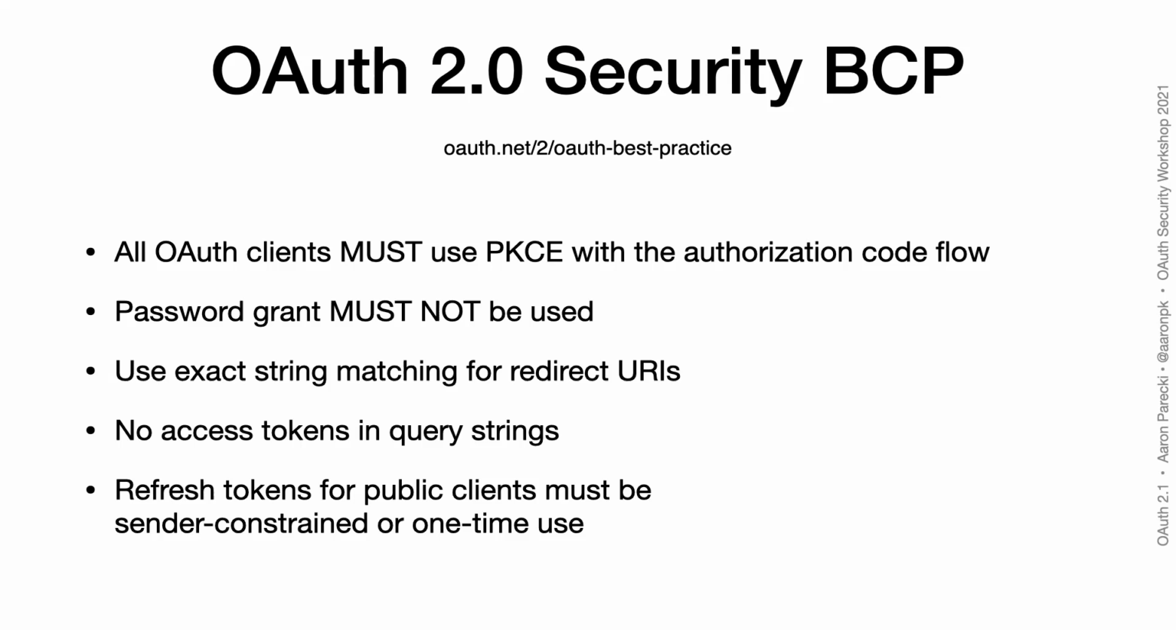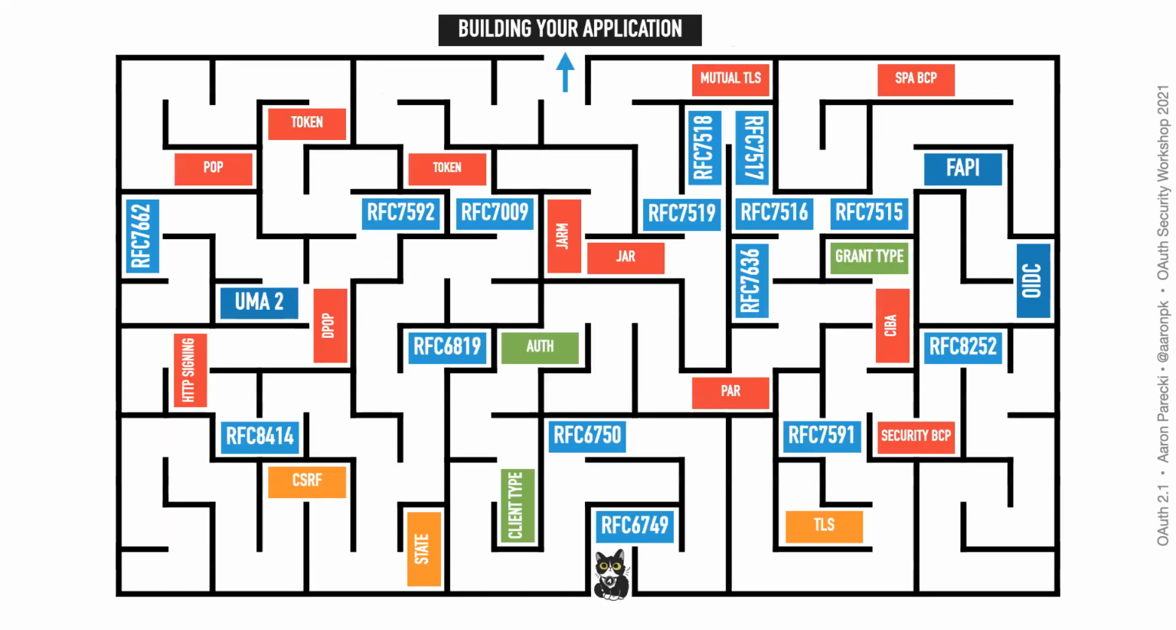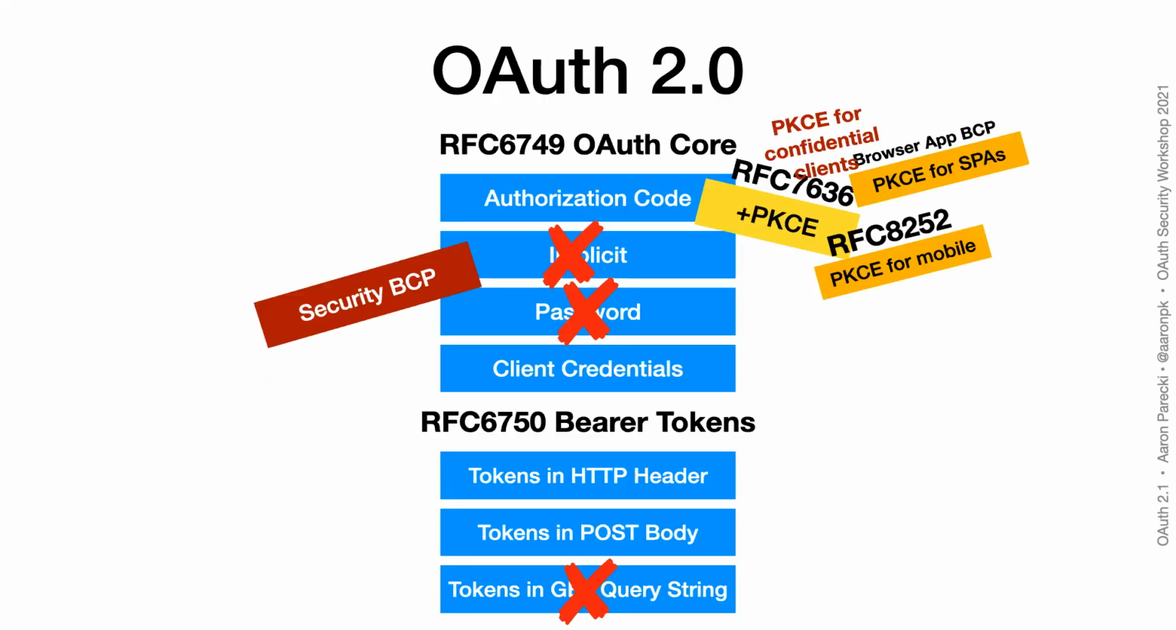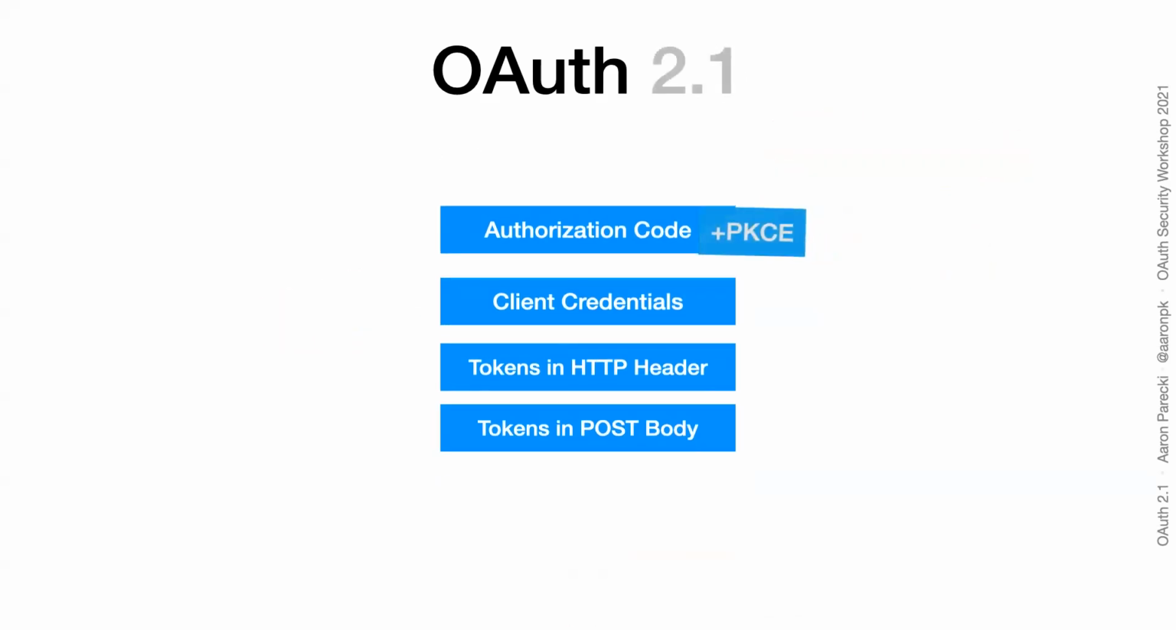Limitations on refresh tokens for public clients: either making them sender constrained in some way, or making them one-time use or rotating them. So at this point, what we've got with OAuth is a collection of a whole bunch of different specs that talk about the best way to do OAuth right now. And you have to read a lot of documents to actually figure that out. And if you look at what this collection of documents describes, it's adding a few things and taking out a few things, and what's left is actually a much simpler picture.